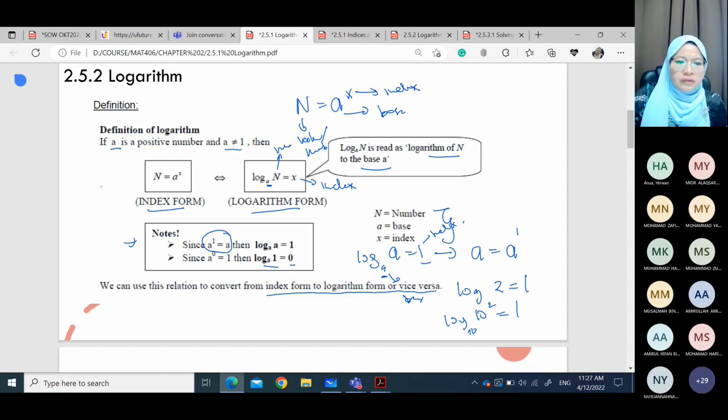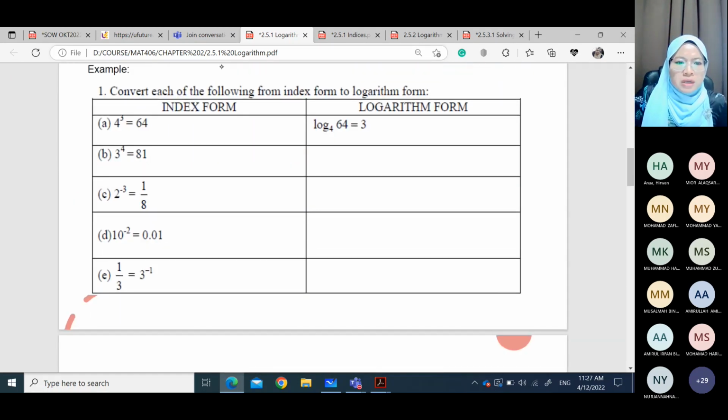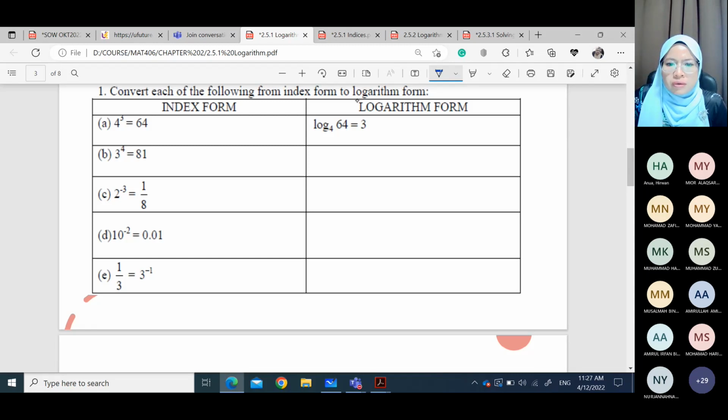Okay, jelas untuk yang ini definition dia, ada soalan tak? Tak ada. Okay, so kalau tak ada kita tengok contoh. So convert each of the following from index form to logarithm form. So kita ada 4 kuasa 3 equal to 64. 4 to the power of 3 equal to 64. So in logarithm form it will be log 4, 64 equal to 3. Okay.